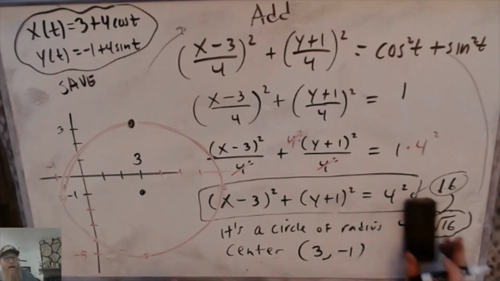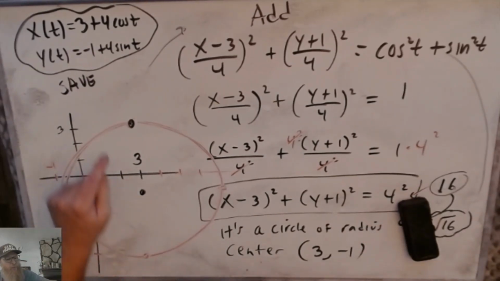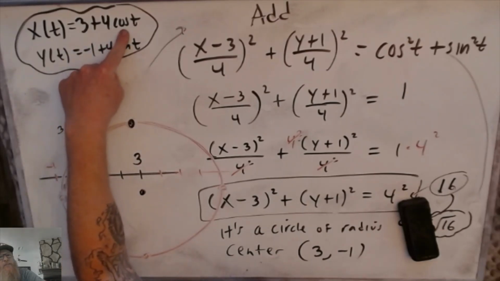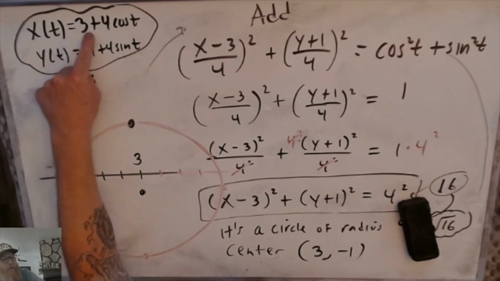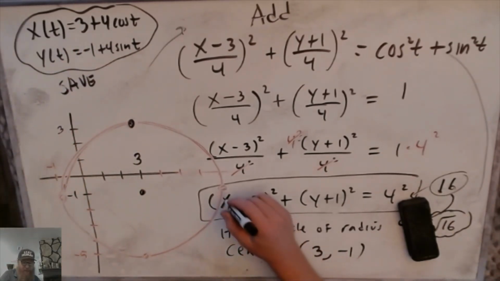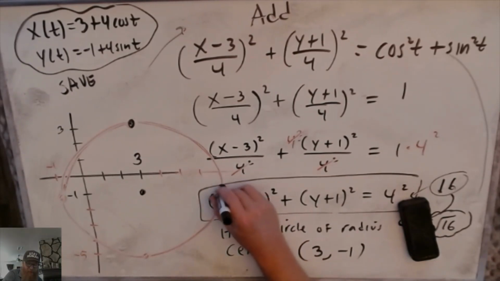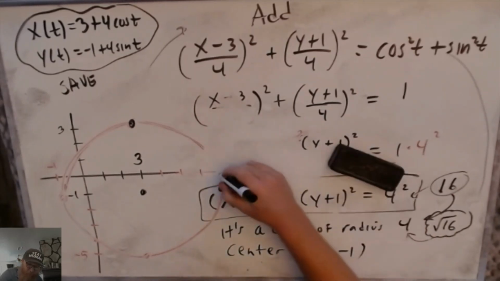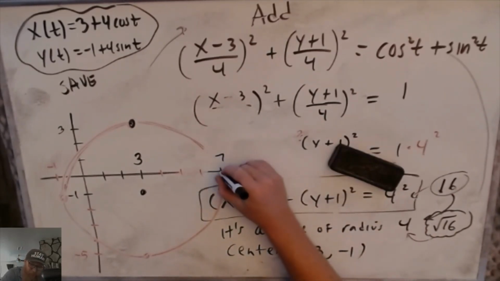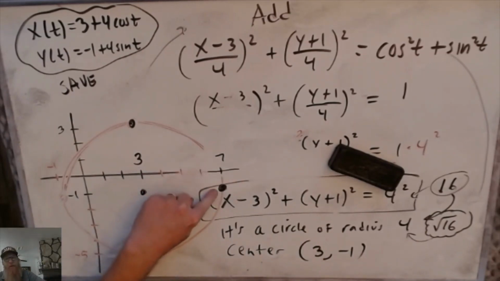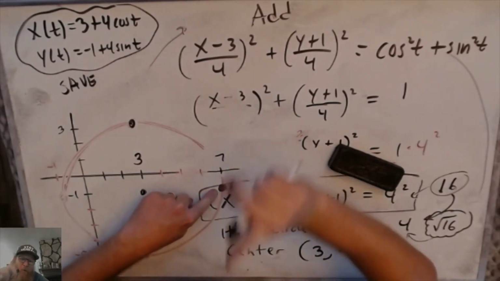I recommend starting with 0. So what is the cosine of 0? That would be 1, right? And then that would be 3 plus 4, so x is equal to 7. So you're right here. 3, 4, 5, 6, 7. So x is equal to 7. You're right here.